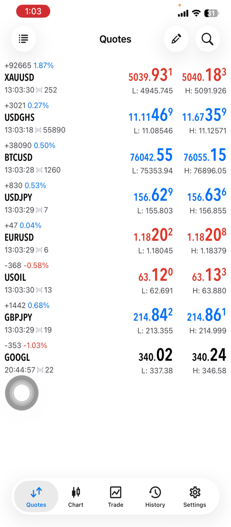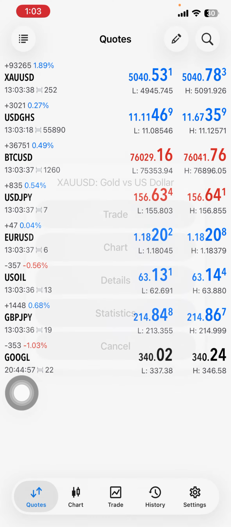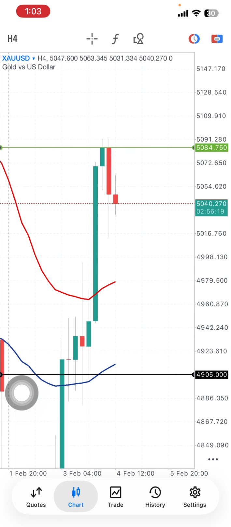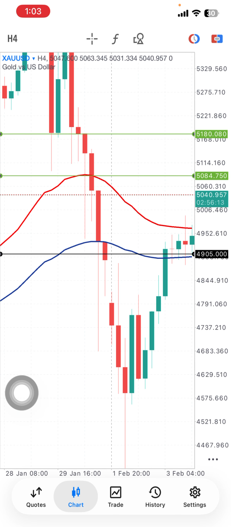So this is my quotes. I'll click on gold. That is the first one, XAUUSD. So let me click on that. Okay, so this is my 4-hour time frame. This is the chart on the 4-hour time frame.